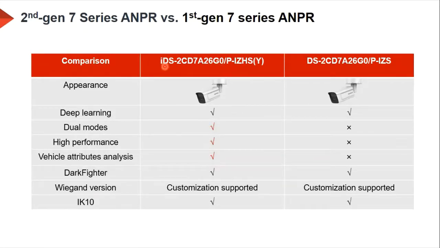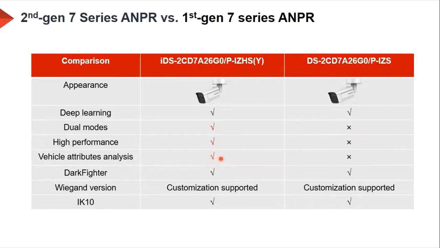All right, so what does that mean? Deep learning built into both. All right, so both 7 series, because 7 series already had deep learning built in. So deep learning built into them, but this newer one has got the dual modes, where you can choose between vehicle first and then number plate, or vehicle and number plate at the same time. The newer one also has higher and better performance than the previous one.